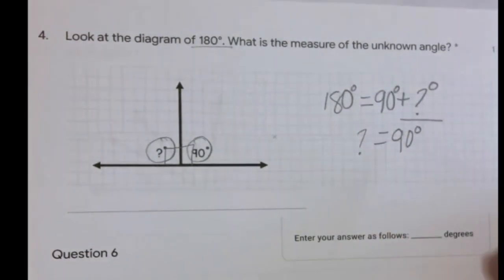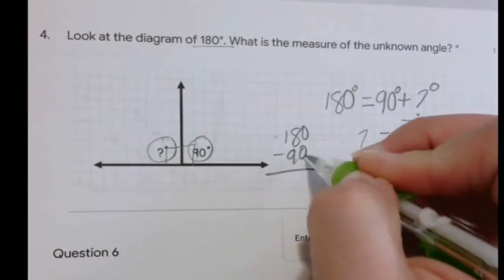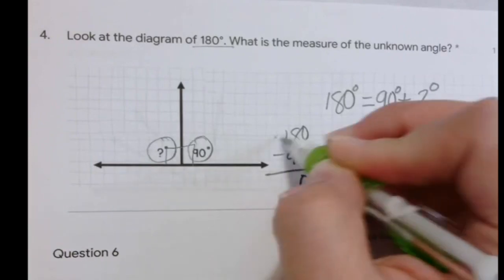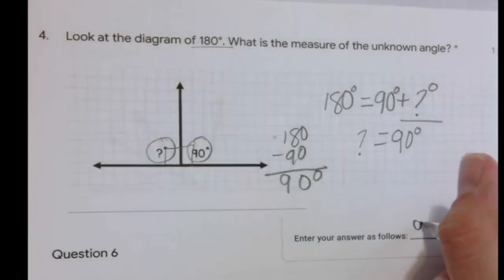It is 90 degrees. And we can prove that. We can do 180 minus 90. Zeros. 9 from 18 is 9. So it's 90 degrees.